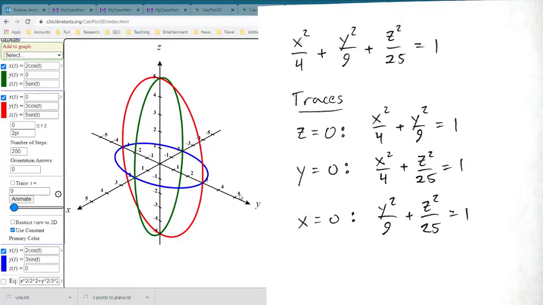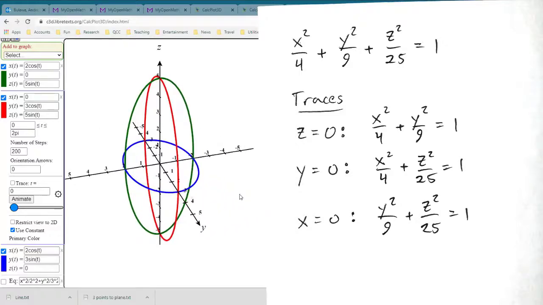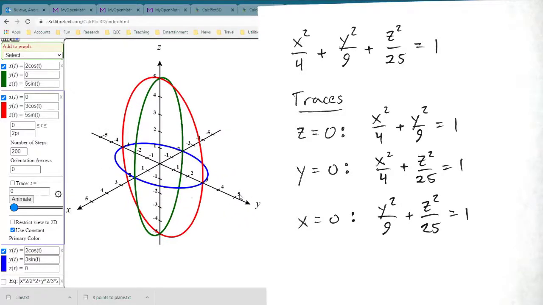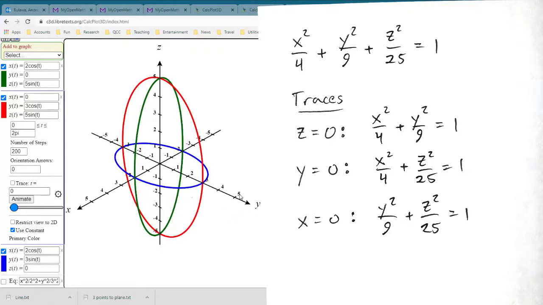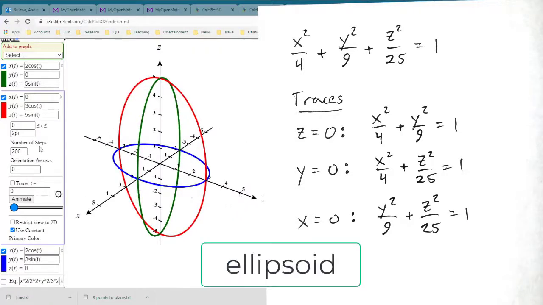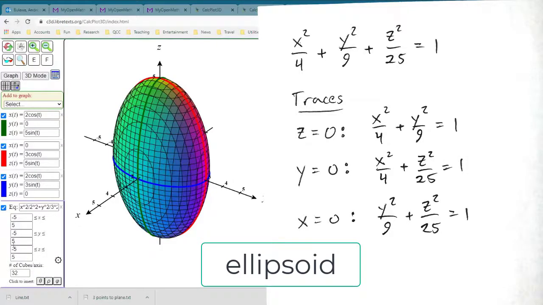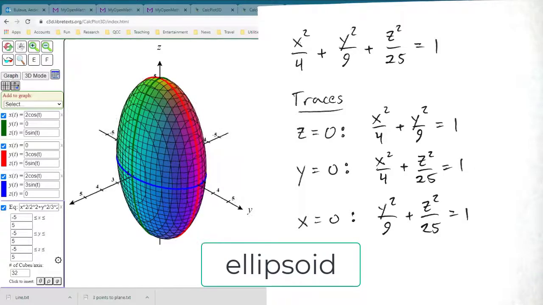So I can see how whatever surface it is, I can see how it intersects the xy plane, the xz plane, and the yz planes along these curves. And I think you can kind of tell what the surface is now, right? Yeah, it looks like an ellipsoid. All right, so let's go ahead and graph that full complete surface. There we are. That is what the surface looks like.